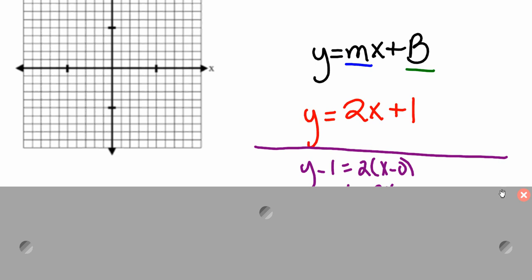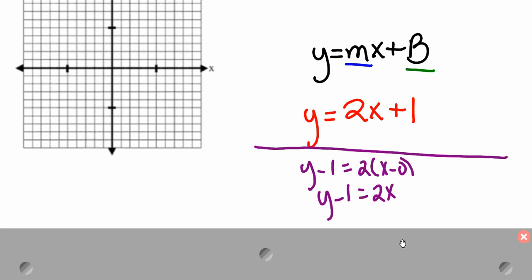And so our point 0, 1, the x was the 0, the y was the 1, and this would be our format. Now, anytime you have 0 in your equation, it's not going to impact your results. It's not really there, so I would simplify this and have it be y minus 1 equals 2x, essentially bringing you back to where you were with your slope-intercept form.